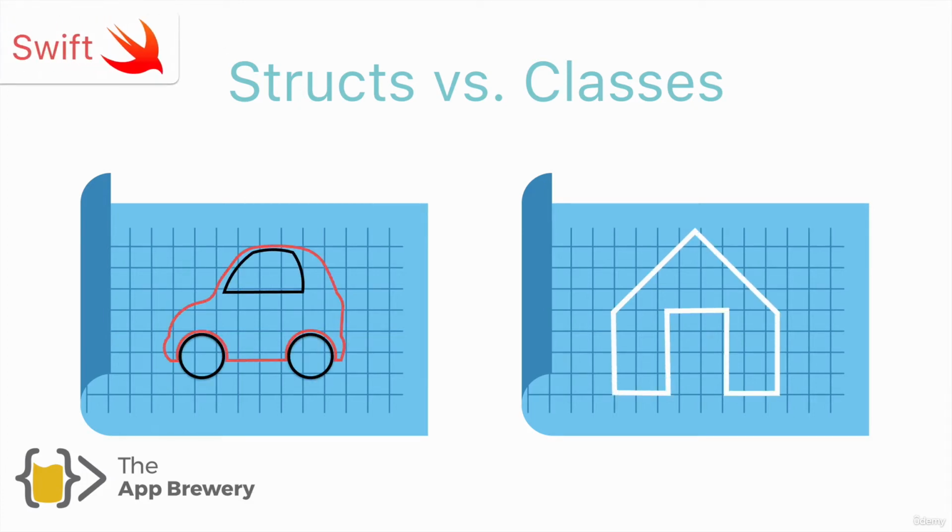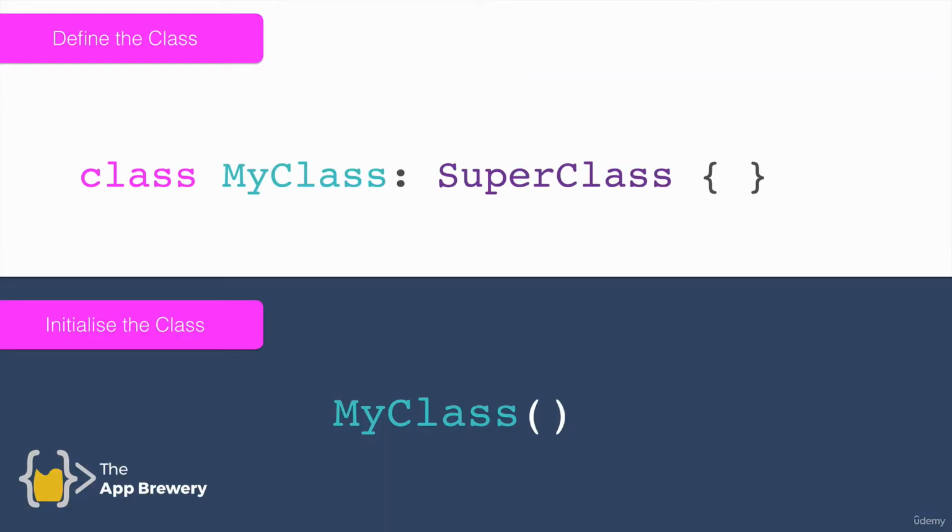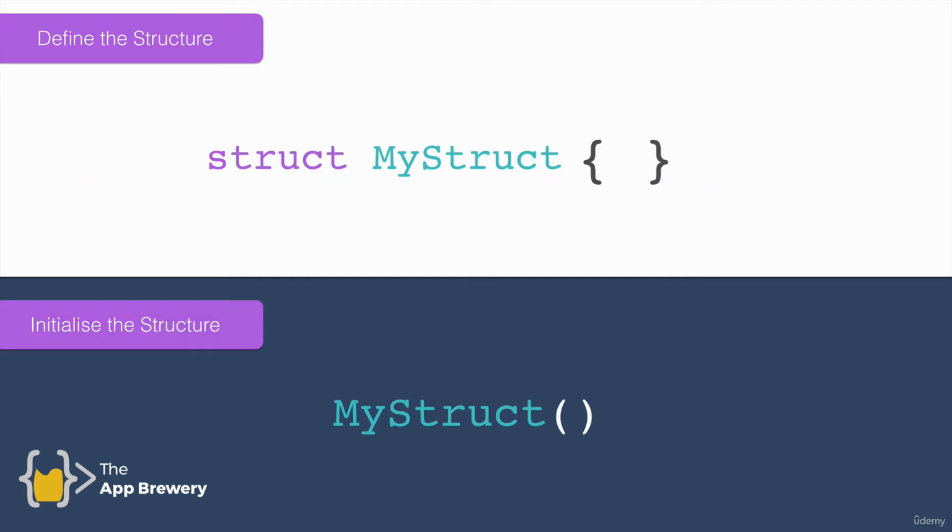In this deep dive, we're going to look at the differences and the similarities between structs and classes, and when you should choose to use each. So previously we already saw that we could create a class like so, and by simply changing that class keyword, we can create a struct.